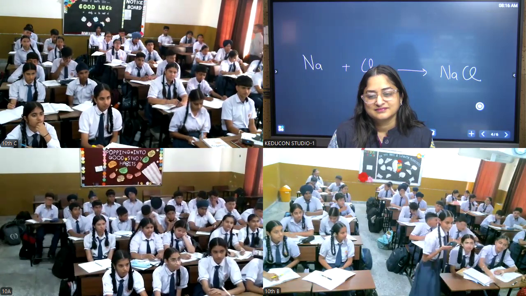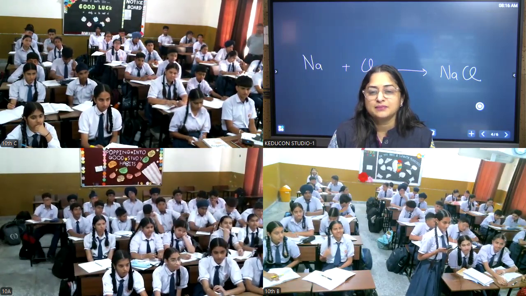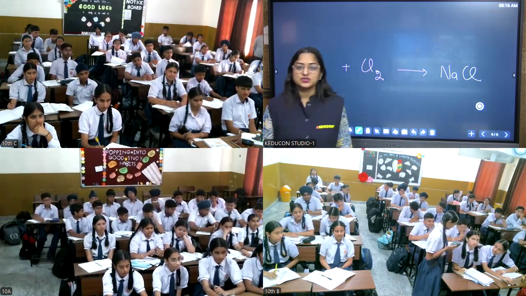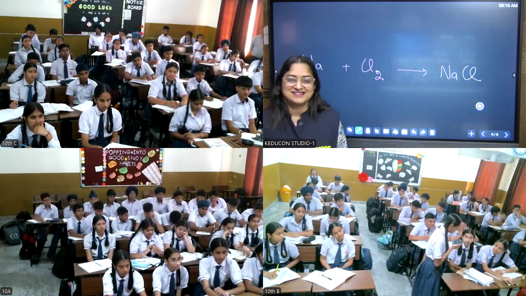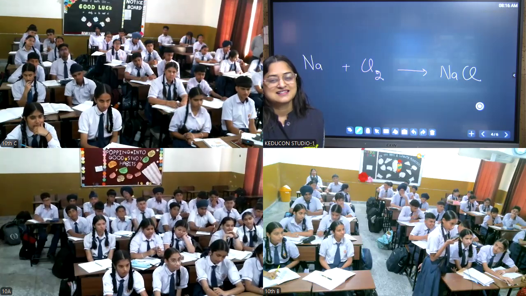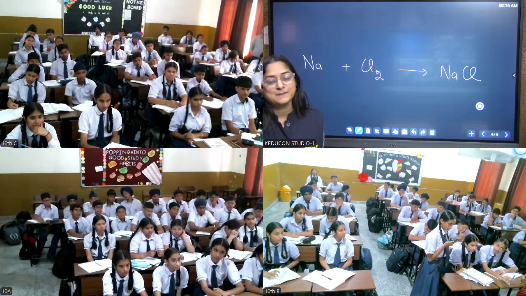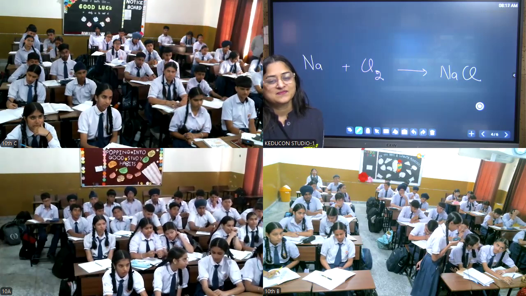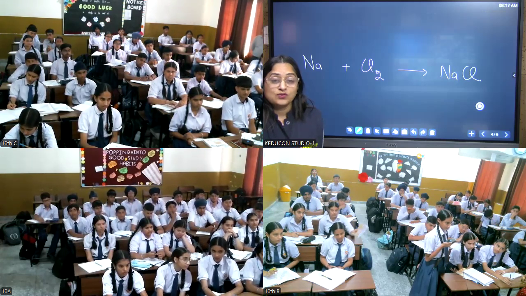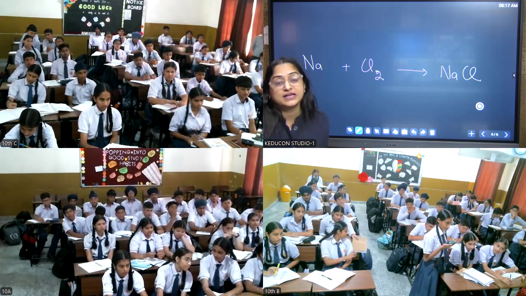Ma'am, yes. Yes, beta. Can you tell me what type of reaction is going on here? What is getting oxidized and what is getting reduced? Ma'am, Cl is reduction, gain of electron, and Na is oxidation, loss of electron. Now, my question is, how can you identify that?